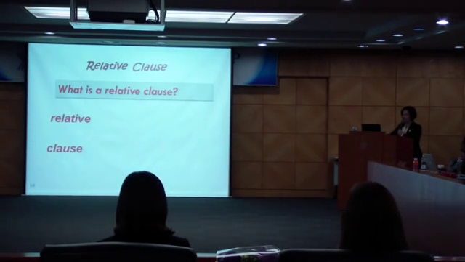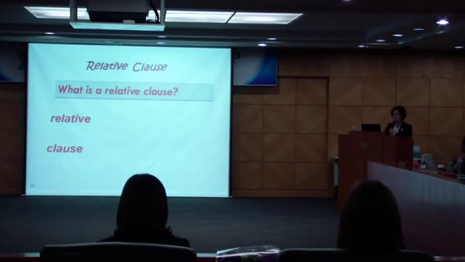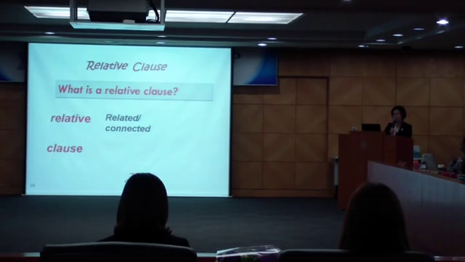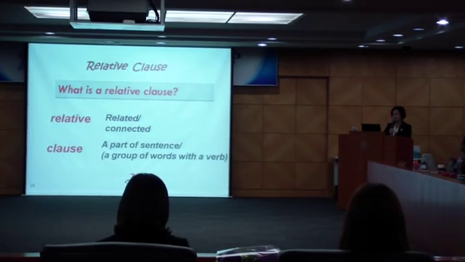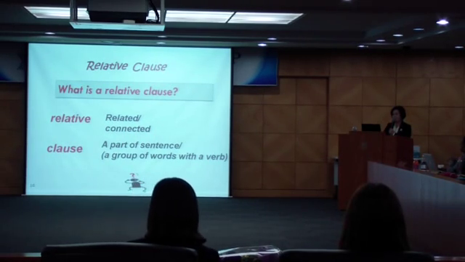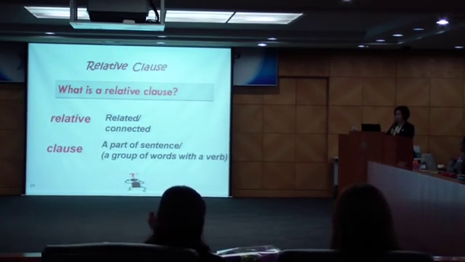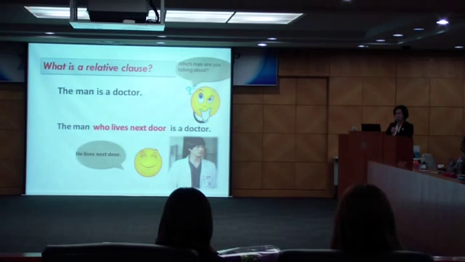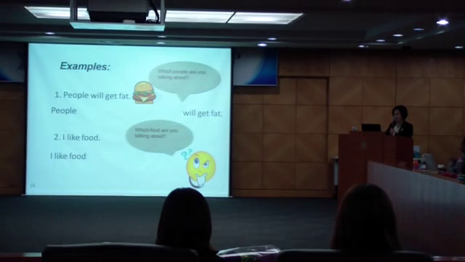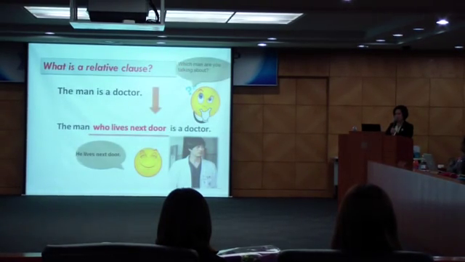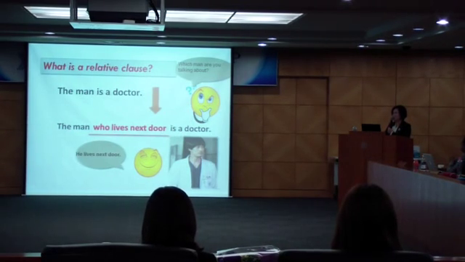Here's a definition of a relative clause. What is a relative clause? Relative is related, connected. Clause means a part of a sentence, a group of words with a verb. Is this definition easy? Of course not. Then, how about this? We can use visual aids: arrows, underline, and color. This is much easier than just the definition.